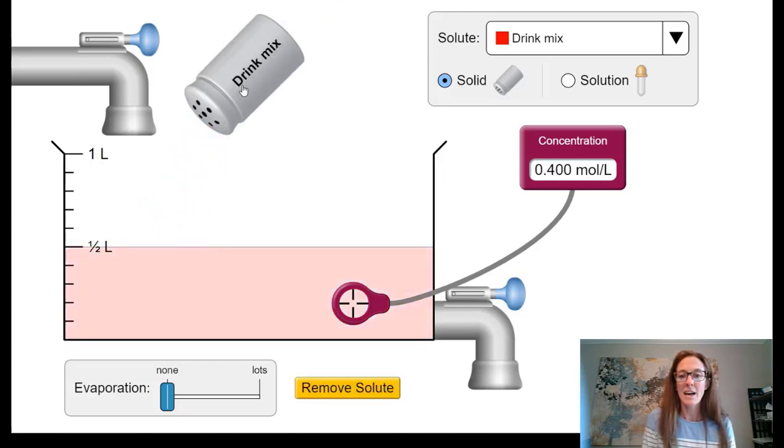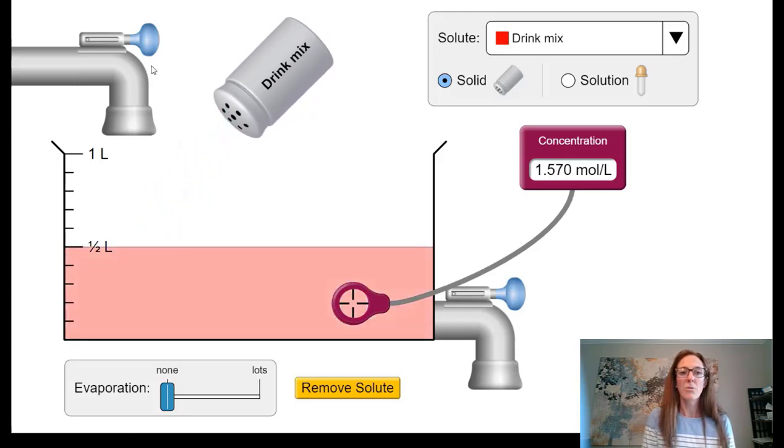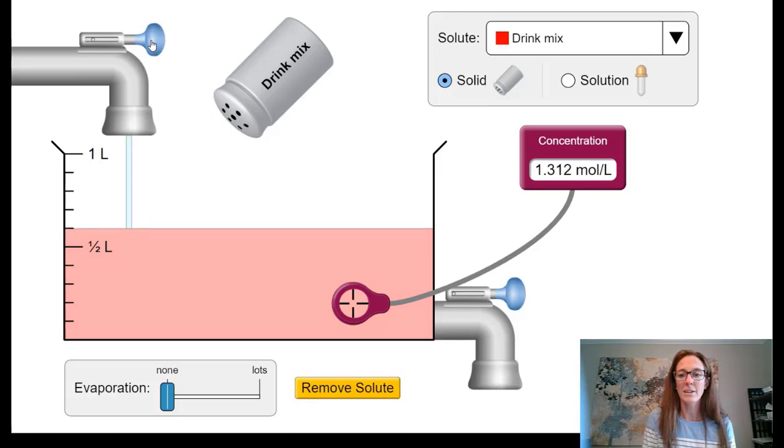Okay, starting back over from 0. So notice, let's get my concentration up just a bit. Now what's going to happen when I turn on the water? Notice what happens to my concentration. 1.38, let's add a little bit more water. 1.25, so my concentration goes down when I add more water.